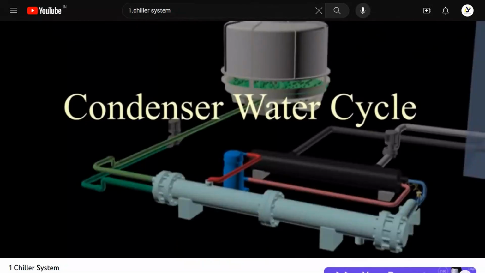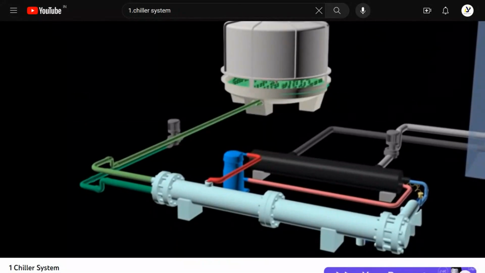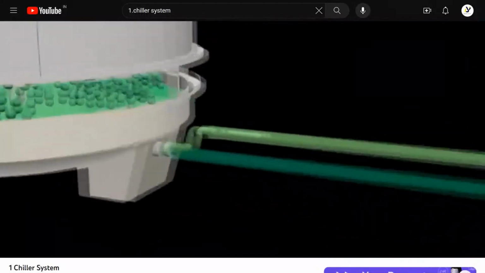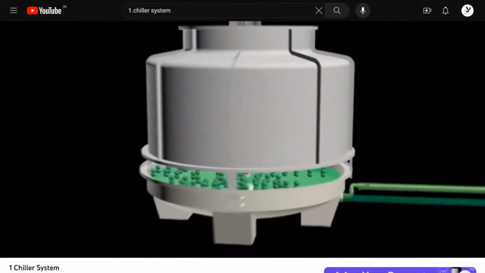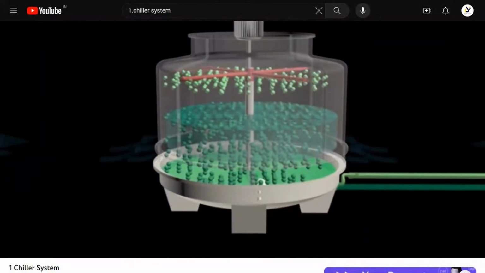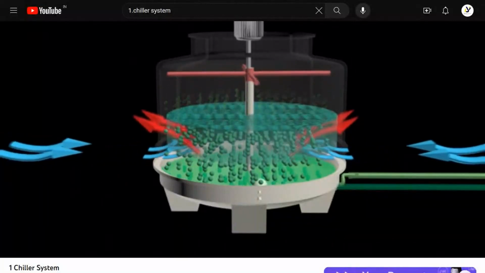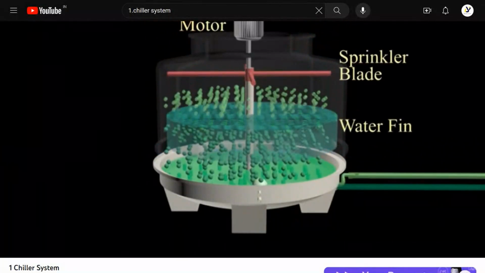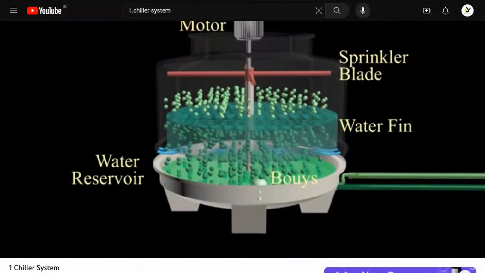Condenser water cycle. The condenser water cycle consists of two basic components, which are the cooling tower and the water pump. Cooling tower. The cooling tower serves to cool down the temperature of condenser water that will be used to absorb heat in the refrigerant at the condenser. It consists of several components which are motor, sprinkler blade, water fin, water reservoir, buoys, and make-up water tank.